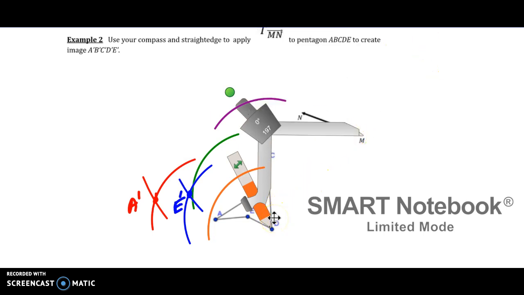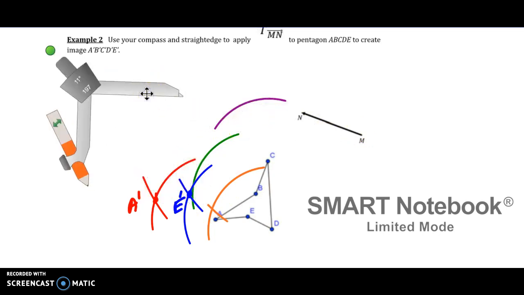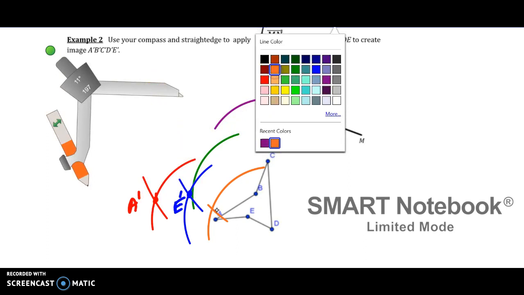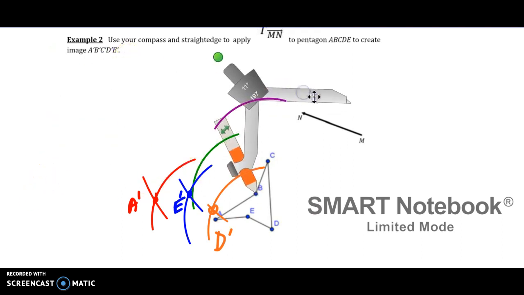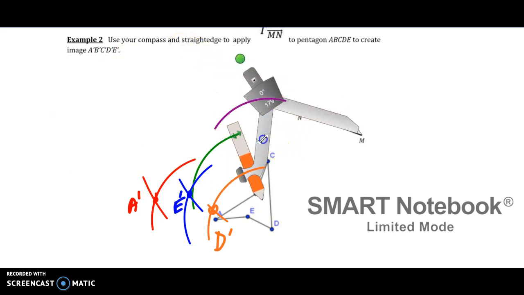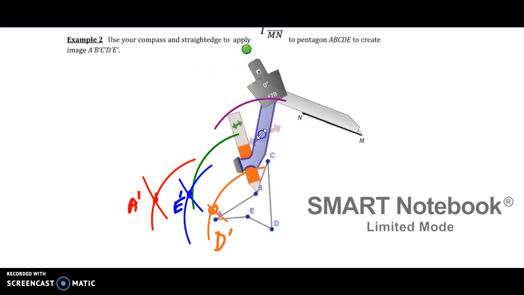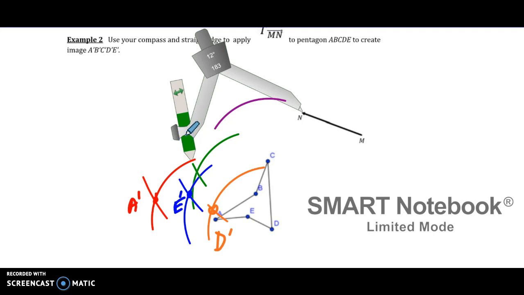Compass point on D, pencil on D, compass point on M, slide to the head of the vector N, or where the vector is heading, make an arc. There's D prime. And again, I'm going to repeat the same steps for B and C. Pencil point on the pre-image, compass point on the tail of the vector, slide to the head of the vector, make an arc, and we'll put our prime.